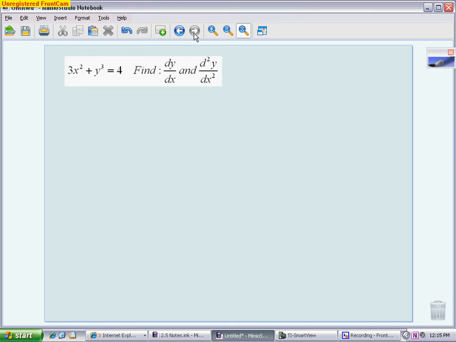We'll go through this process. So first we're going to find the first derivative. Derivative of 3x squared is 6x. Derivative of y cubed is 3y squared dy dx. Derivative of 4 is 0. A little bit easier with the shuffling around because there's not many terms.